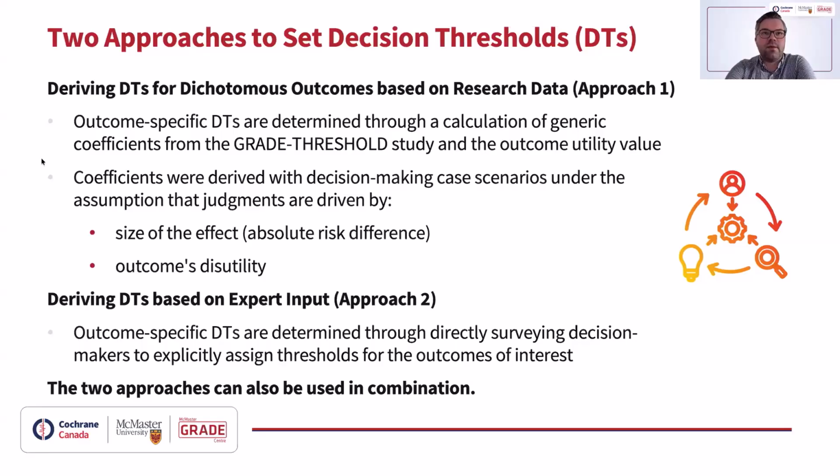So again, for a dichotomous outcome, what number of events, fewer or more, per let's say 1,000 people, would be considered a small effect or a moderate effect, and that way we can set our thresholds. These two approaches can be used in combination with the calculations based on the research data and the generic coefficients. These could be confirmed through surveying decision makers to see if the calculations provided are in line with their perceived decision thresholds that they would set for a given outcome.